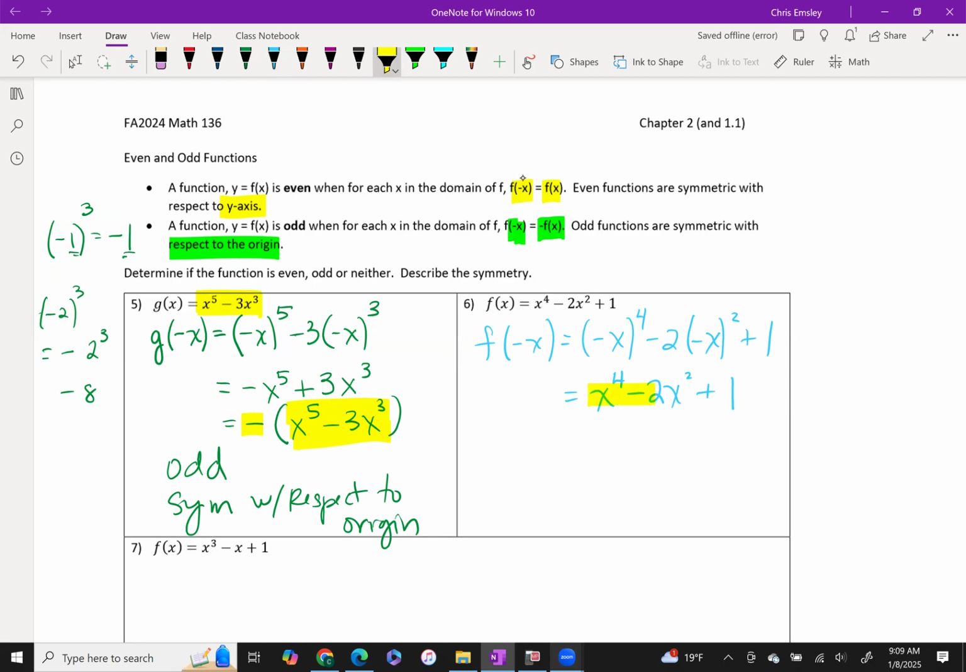Compare this to what I started with. It is exactly the same. It's not the opposite of what I started with. It's exactly the same as what I started with. So this is an even function, and that means it has symmetry with respect to the y-axis.